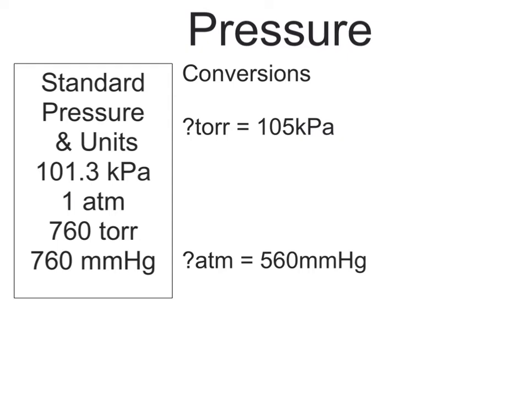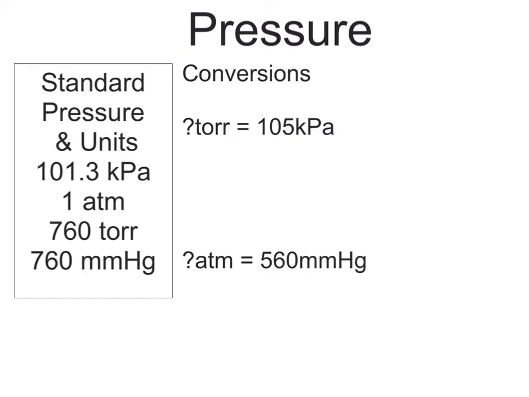When we do these problems for gas laws, we need to make sure that our pressure units are the same. So let's take a look at how we do pressure conversions. Let's say in a problem we are given 105 kilopascals and we are asked to find how many torr that is. We have to use our standard pressures that are given in the box on the left of your screen.